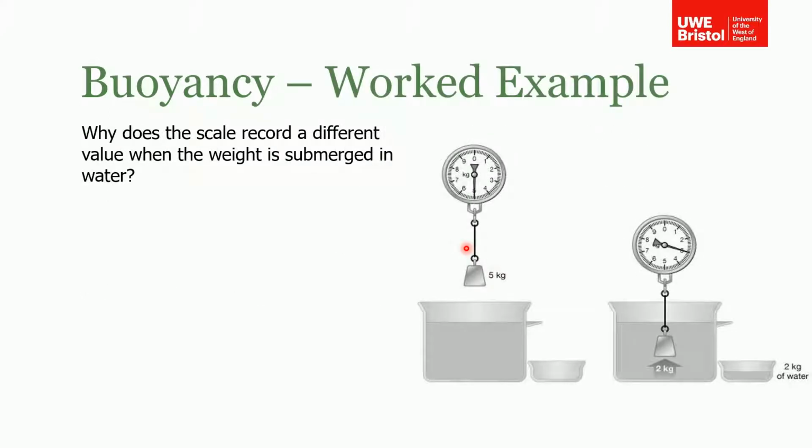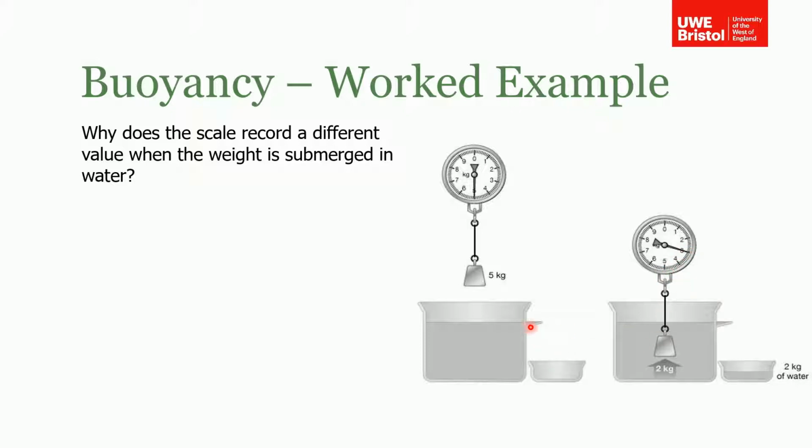So let's consider this example. Hopefully it will illustrate what I've just said. So we have a 5 kilogram mass hanging on these scales, and so obviously you'd expect the scale to read 5. However, if we submerge that mass into this bowl of water, you can see that the reading on the scales appears to be lighter. It's gone from 5 kilograms down to 3 kilograms.